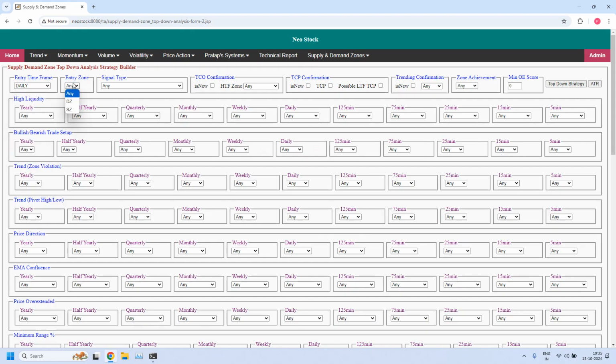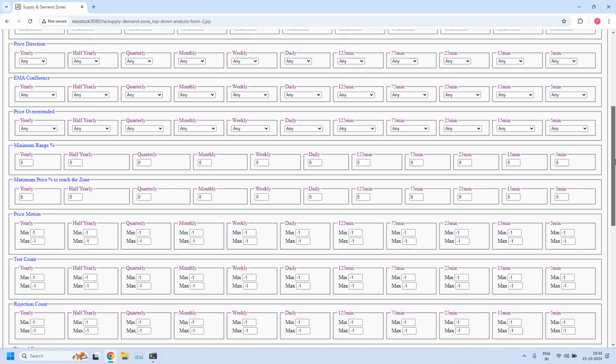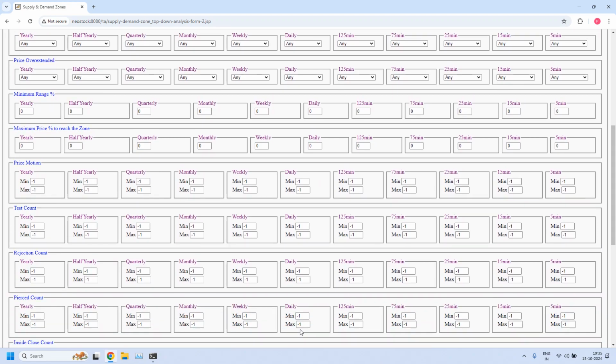Entry time frame daily, entry zone is demand zone. In bullish or bearish trade setup at daily time frame I am selecting bullish. The daily demand zone should not be pierced. So in the pierced count, daily time frame, minimum value I am setting 0, maximum value 0. That means pierced count should be 0. Pierced count 0 means zone is not pierced.